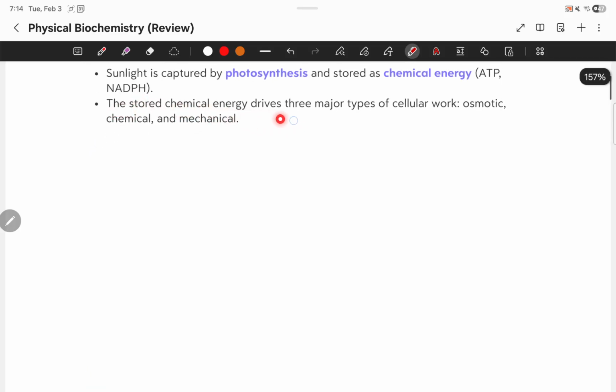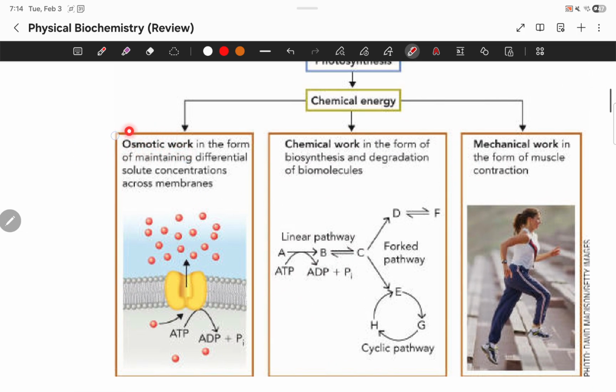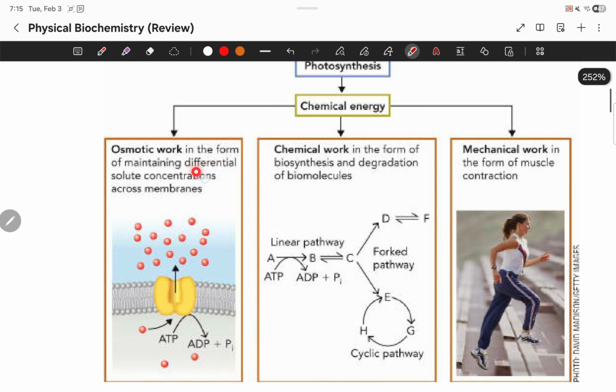The stored chemical energy drives three major types of cellular work: osmotic, chemical, and mechanical. Looking at that figure, we have those types of work. Osmotic work is active transport, where we use energy, such as ATP, to maintain differential solute concentrations across the membrane. Chemical work is basically biosynthesis and degradation of biomolecules.